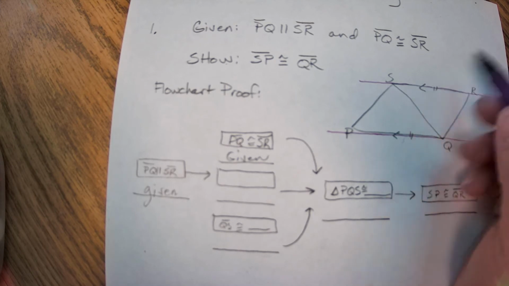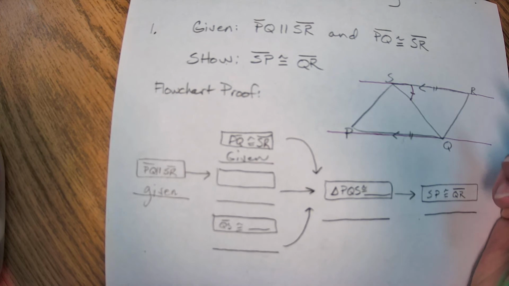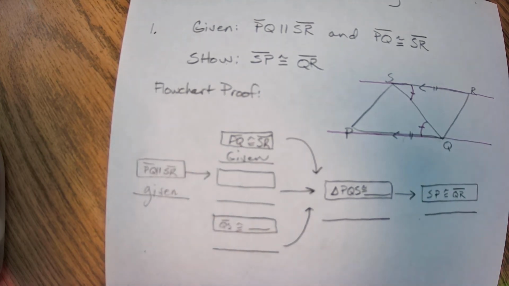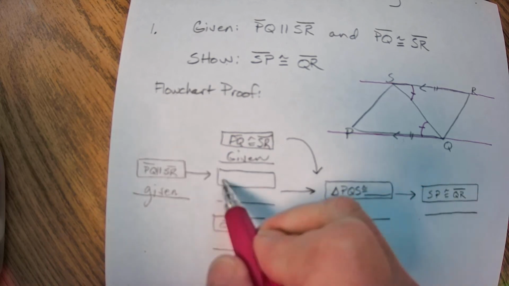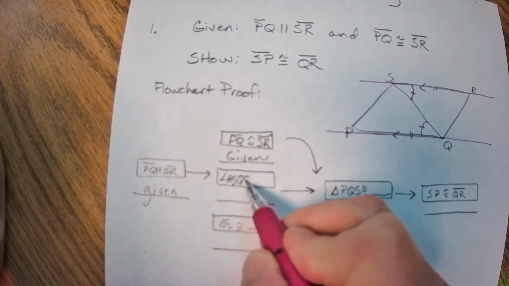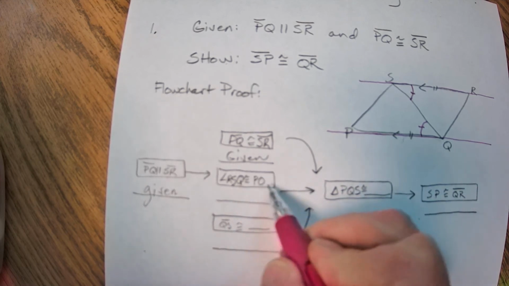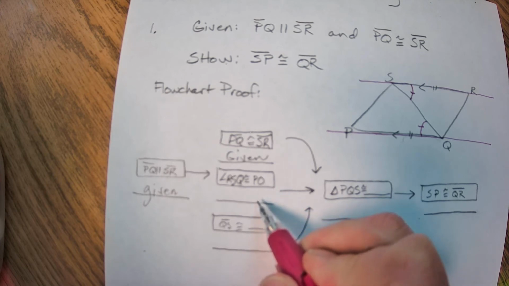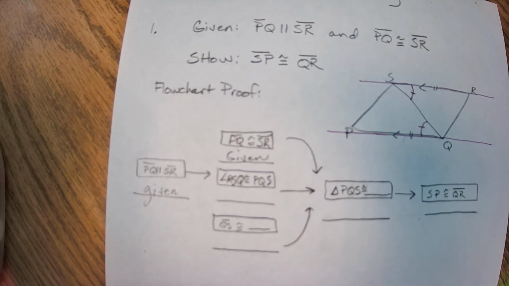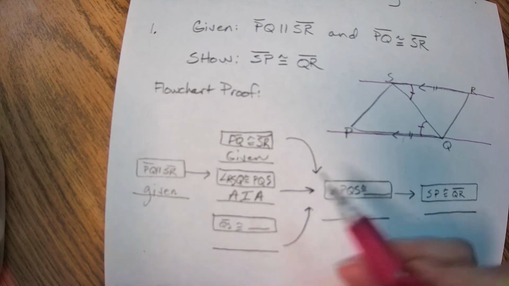I also know that this angle is congruent to this angle, right? Let's just say that. So angle RSQ is congruent to PQS because they are alternate interior angles.